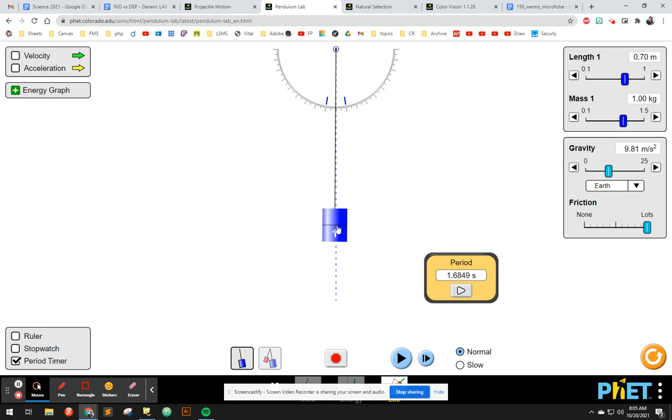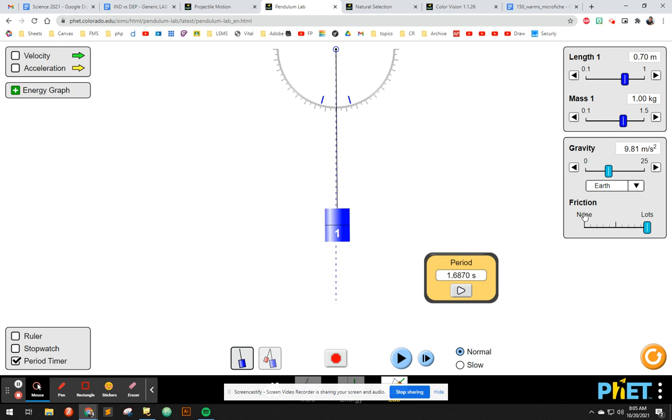Hit pause, go to 15, play. Now I know that 15 corresponds to that number. So that's angle versus period.